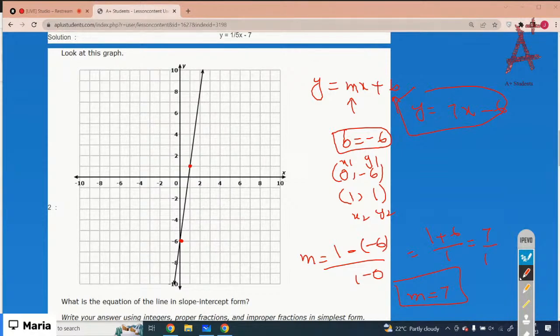So that's how we write the equation when you are given the graph. If you have any question, you can just write the question in the chat box. I'm here to answer all your questions and confusions.